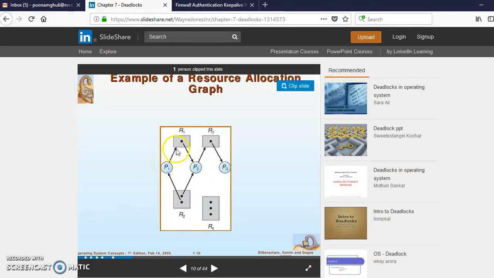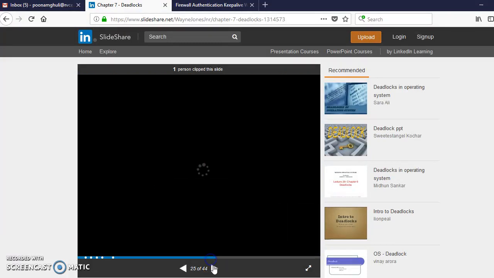P1 is requesting resource R1, whereas R1 has been assigned to P2. P2 is requesting R3, and R3 is assigned to P3. Similarly, R2 is a resource which is assigned to P1, and one is assigned to P2. So this is the resource allocation graph.